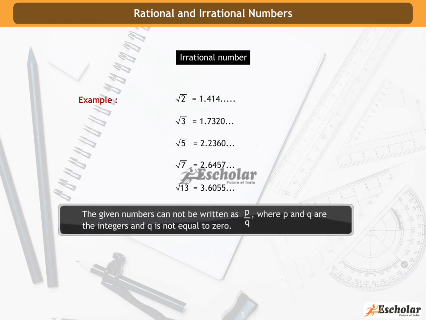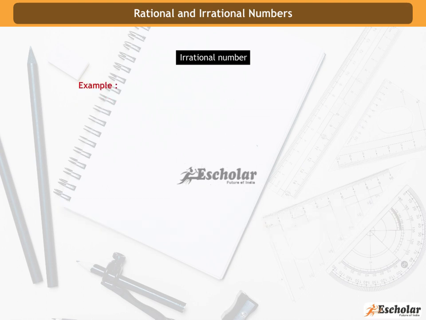The given numbers cannot be written as p by q, where p and q are integers and q is not equal to 0. Let us consider an example. The decimal expansion of this number is non-terminating and repeating. Repetition of 896. Hence this is a rational number. It looks like a non-terminating and repeating decimal number.